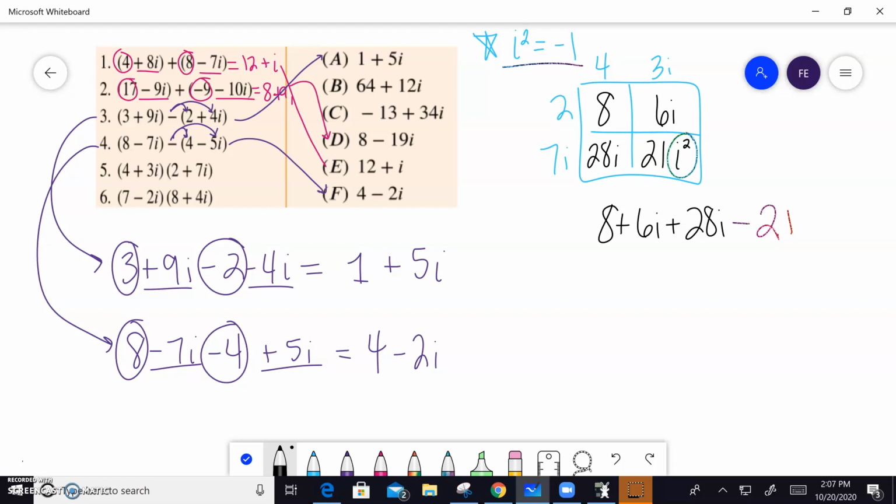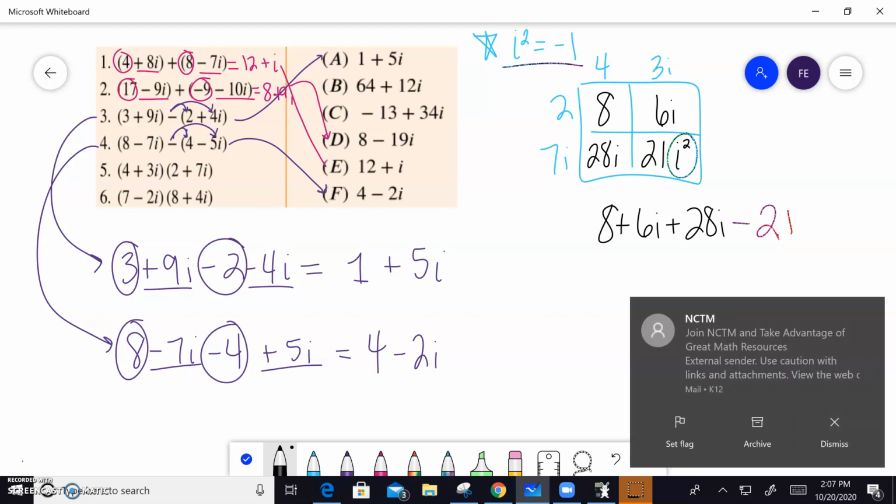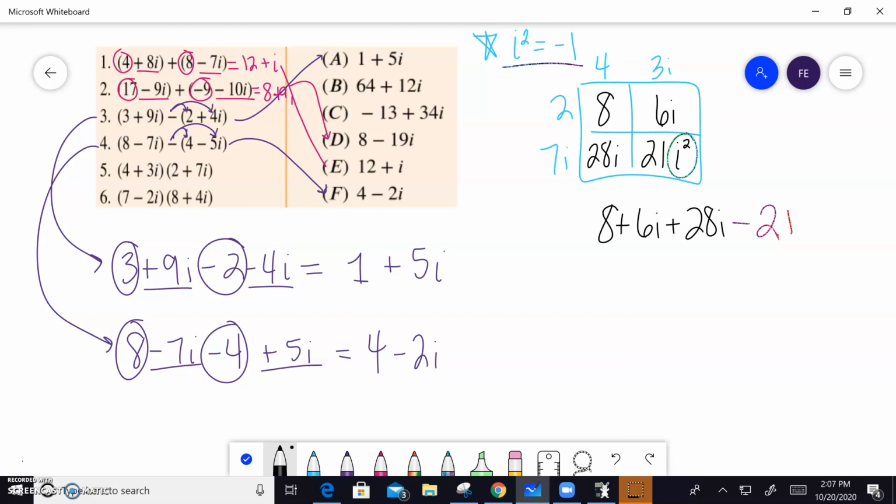I can now do the real with the real and the imaginary with the imaginaries, just like we did with everything else. 8 minus 21 is going to give me negative 13. Remember, with complex numbers, we always put the real numbers first, then the imaginaries last. And that i squared went from being an imaginary, but since i squared is negative 1, it made it a real. And then 6i plus 28i is going to give me a positive 34i. So number 5 went with letter C.